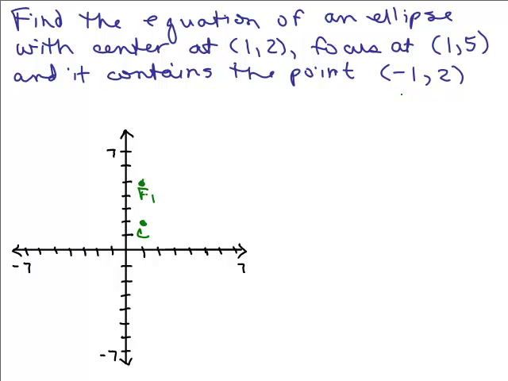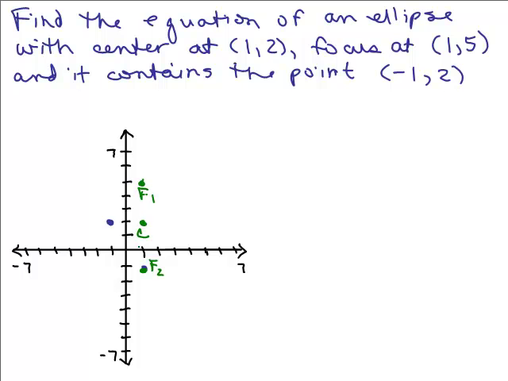And it contains the point negative 1, 2. So I know that negative 1, 2 is actually on the ellipse. All right, so now remember, if this is the center and that's a focus, there's got to be a focus right on the other side of that. So if we see that there's 3 spaces to get to that focus, there must be 3 spaces to get to the other focus. Oops, I want to use green because it's not part of the ellipse. So I'll call that focus 2.